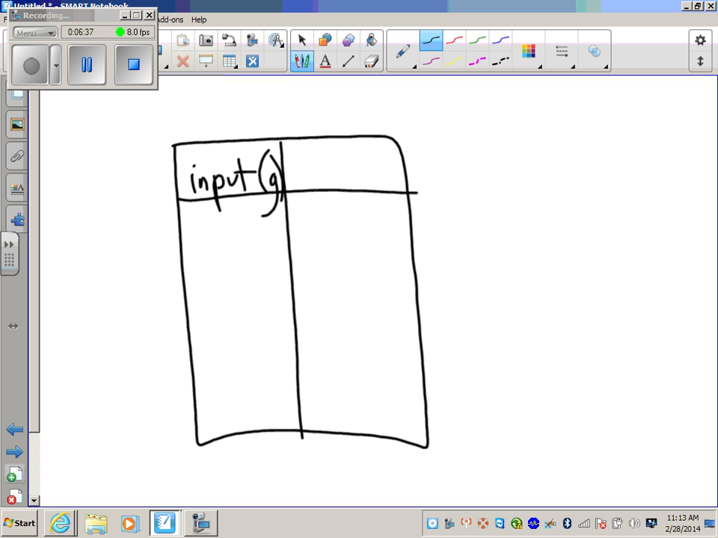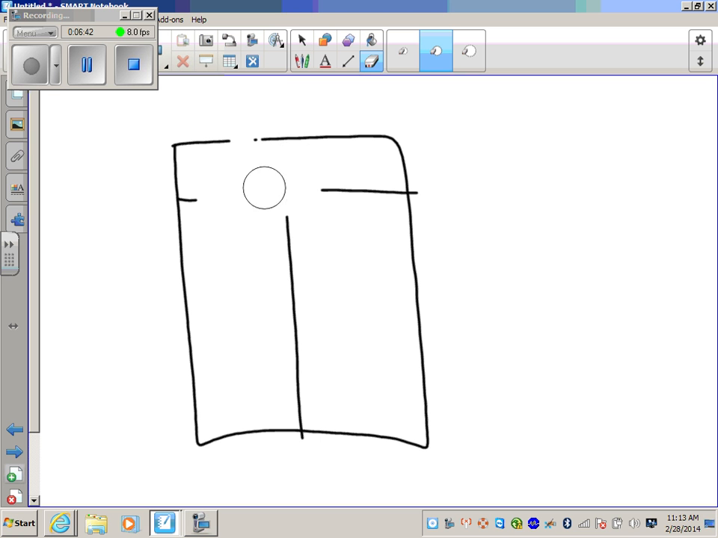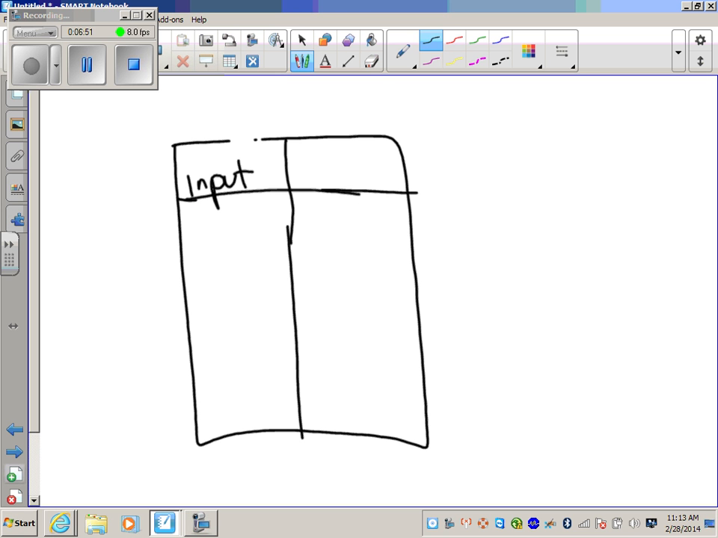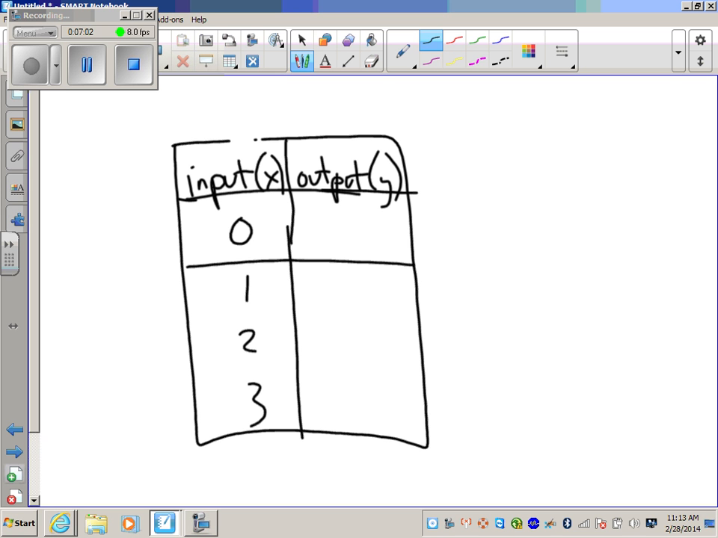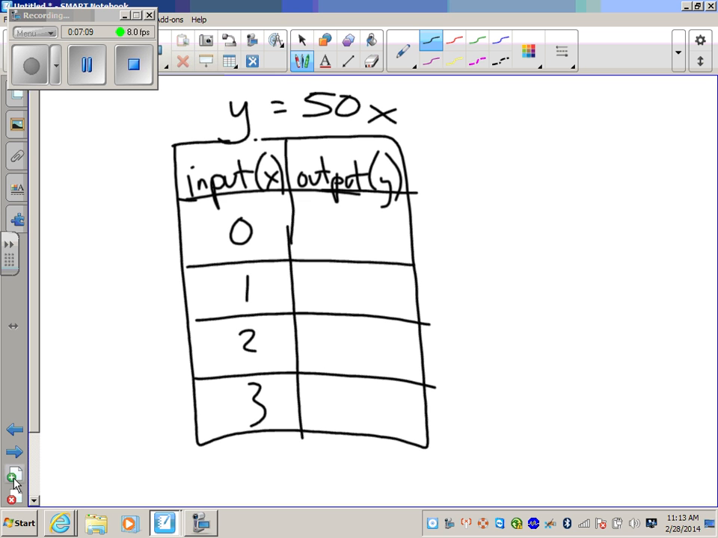Input. Let's not do that. Let's keep it simple. We'll use X and Y for now. Okay. And 0, 1, 2, 3. Now the rule, Y equals 50X.